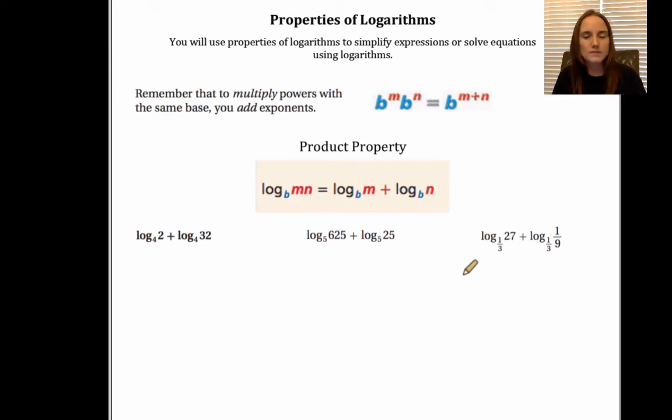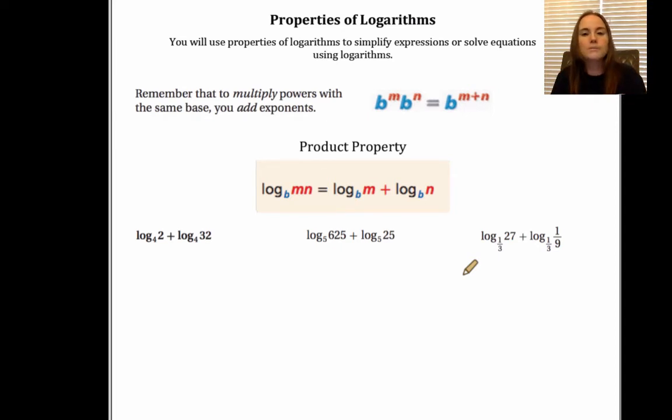I'm going to break this lesson down into a few different videos, so just work your way through each one of them. In this video, we're going to learn about the product property. These properties are going to help you in the next lesson when you start to solve equations with logarithms. So you want to learn these properties so that you can solve using logarithms.